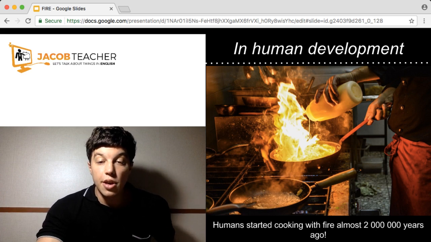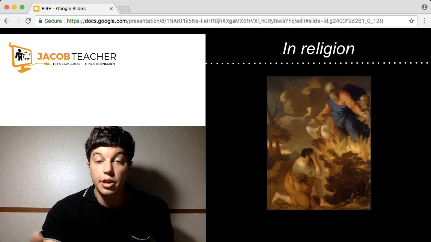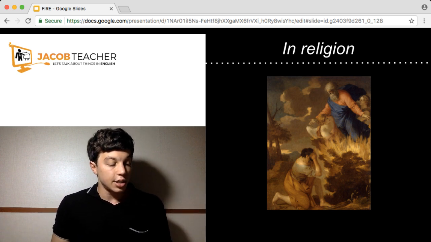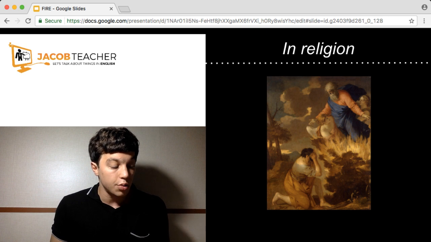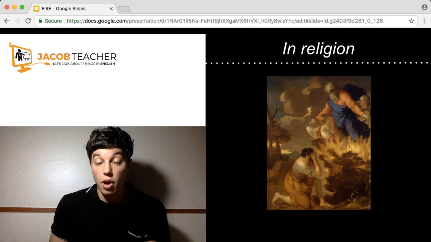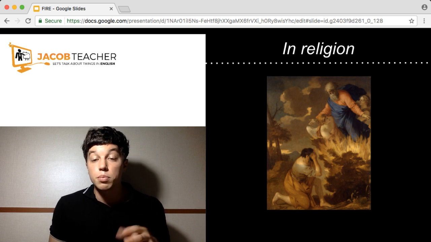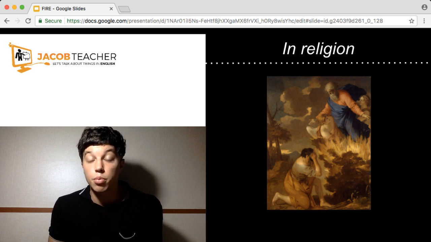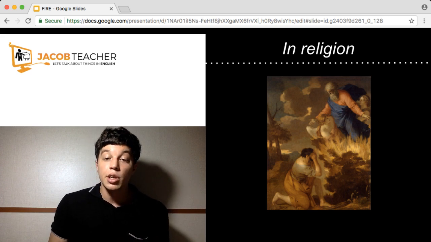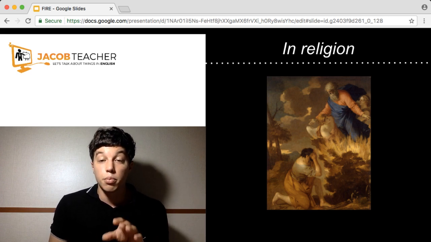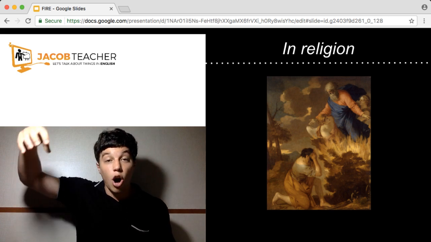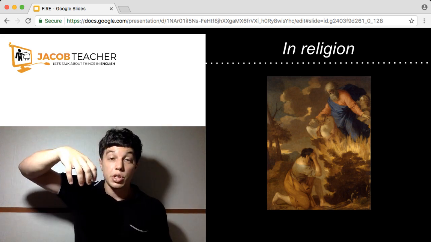We also see fire talked about a lot in religion. Now, my knowledge of religion isn't so great, to be completely honest with you, but one famous story from the Bible involves Moses and the burning bush. You see, I have a picture of that here: Moses standing in front of this burning bush. And this burning bush is God speaking to Moses, right?